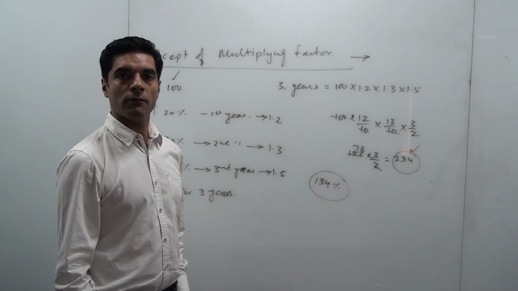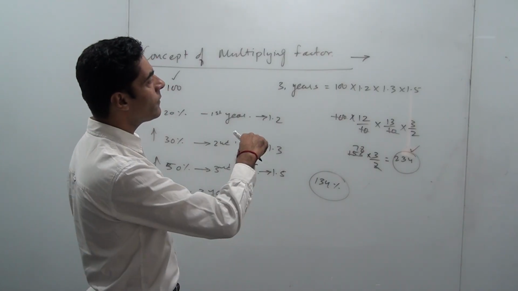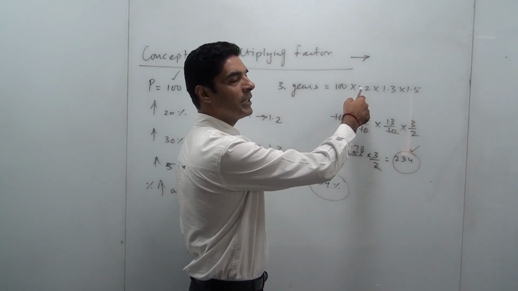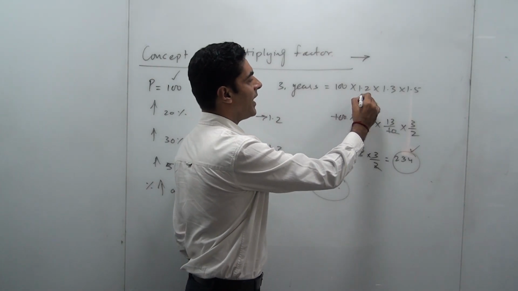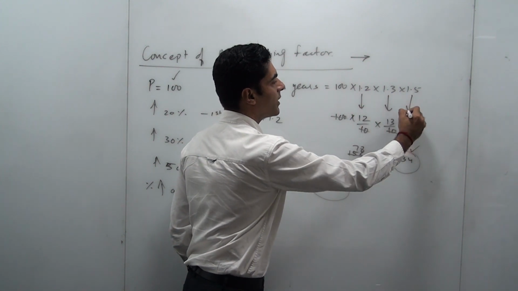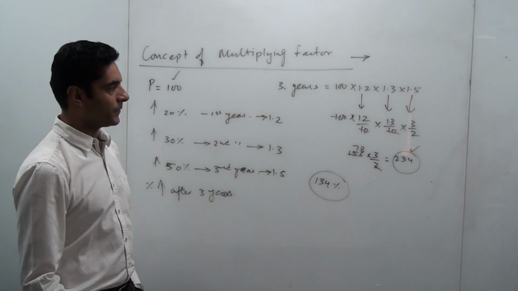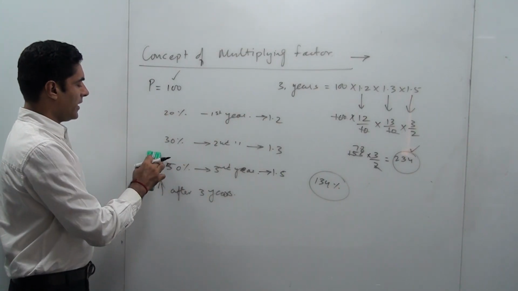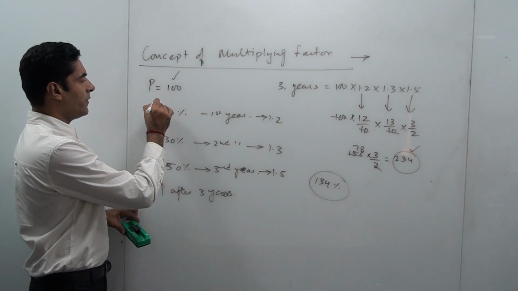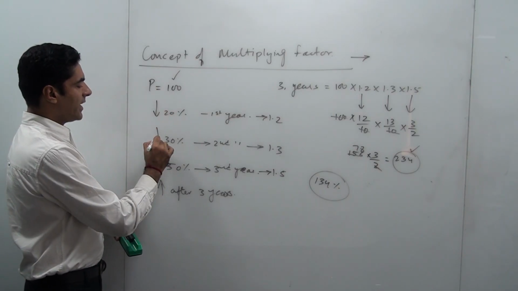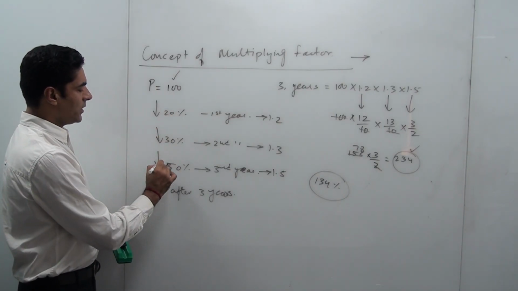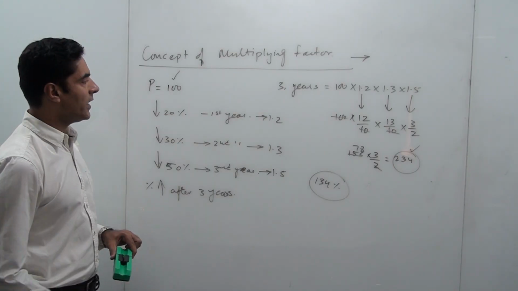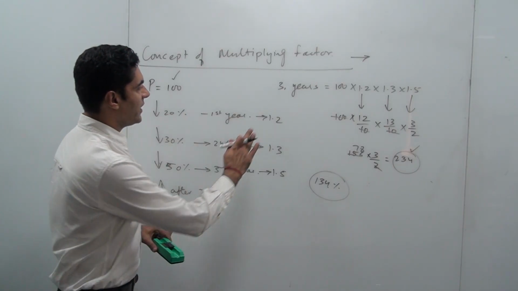So this is the direct method, and this is the application of, first of all, converting a percentage into a multiplying factor, and then for solving it, converting it into a fractional part. Right? Let's say if my question would have been, my initial population is 100, for the first year it has decreased by 20, second year it has decreased by 30, and for the third year it has decreased by 50. Right? So what will be the population after 3 years?